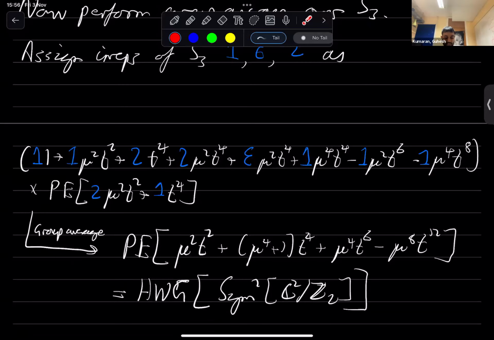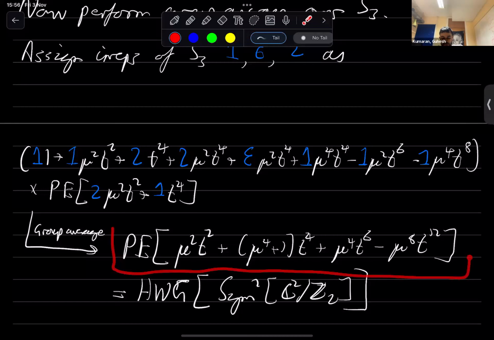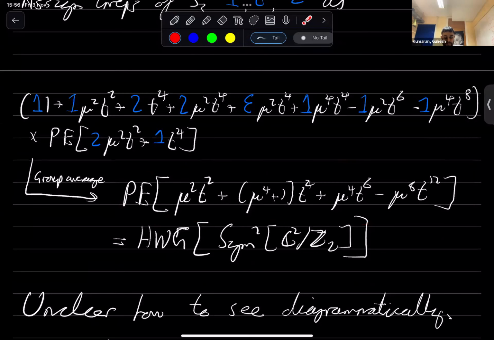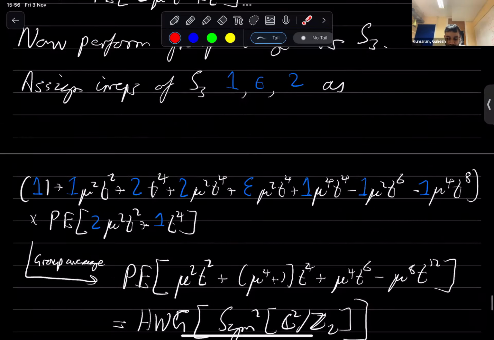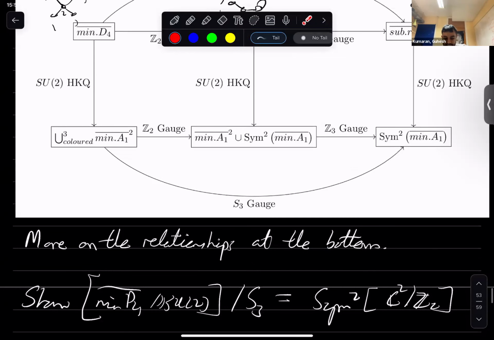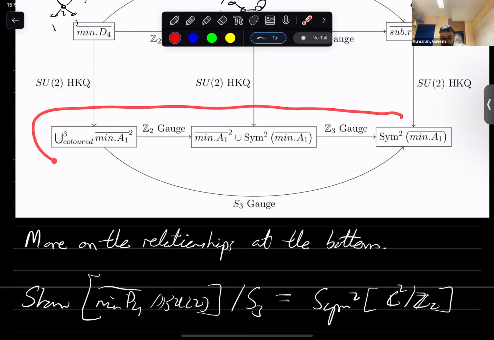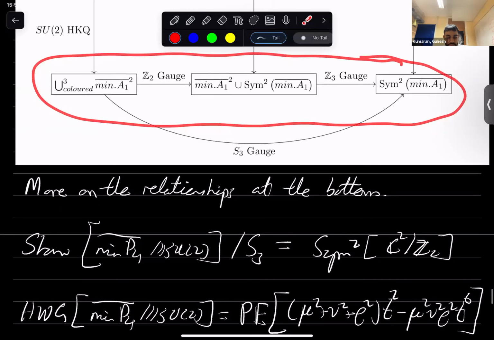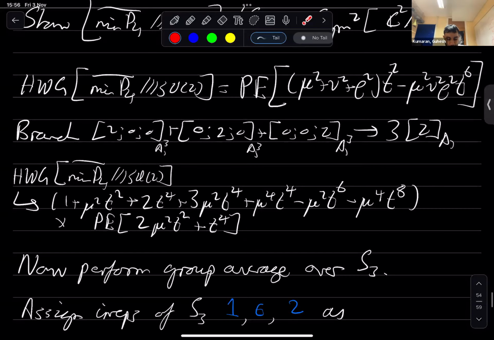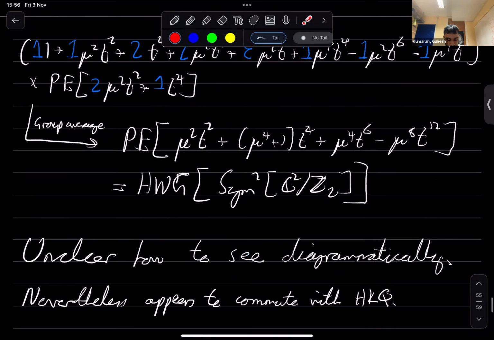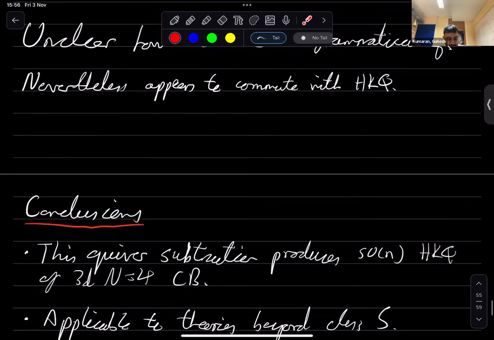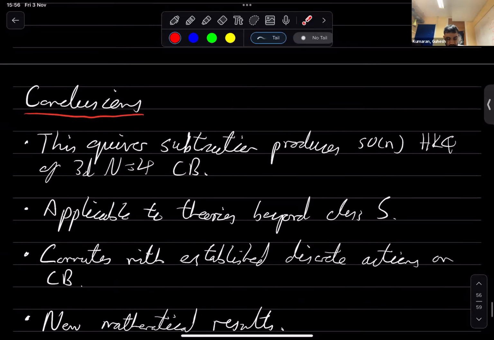Once you do the group average, you will find this highest weight generating function, which is the highest weight generating function of symmetric squared C2 mod Z2. So it turns out that there is some discrete relationship even amongst these ones here. So there is some commuting. The thing is, it's not very clear to see from a diagrammatic point of view. Okay, so it looks like we're running out of time. So I'll just conclude.